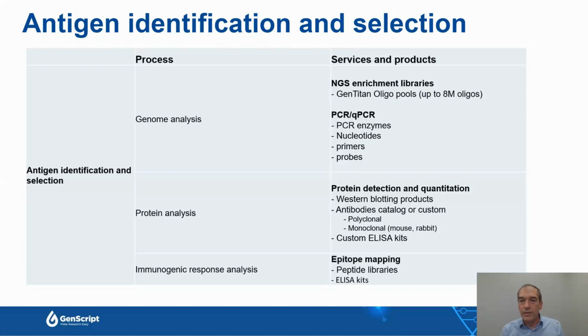On the protein analysis side, we can provide a lot of tools for protein detection and quantitation, basically Western blotting products, an antibody catalog or custom developed antibodies, polyclonal, monoclonal, mouse, rabbit. We can develop custom ELISA kits. For analyzing the immunogenic response, we can usually offer products for epitope mapping, peptide libraries. We can also develop custom ELISA kits for detection.